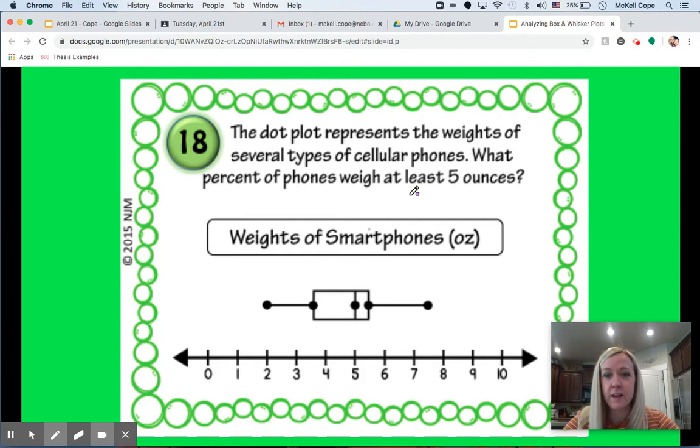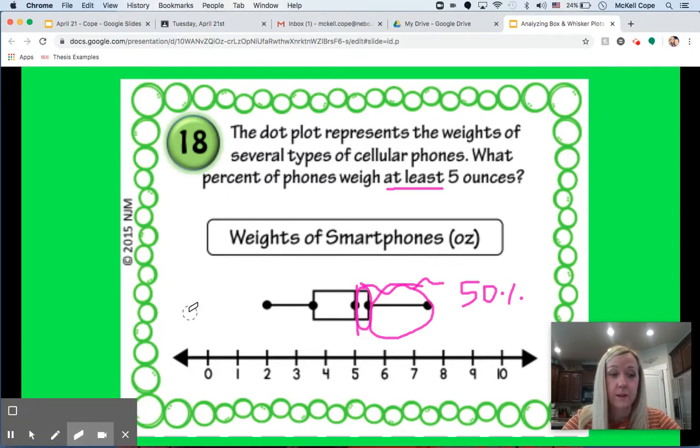Okay, let's analyze this together. So I'm going to identify 5 ounces, which is right here. And then it wants to know what percent of phones weigh at least. That word "at least" means that this is going to be the lowest that it could be, but then everything higher than that. So what percent? Well, here's a 25%, and here is a 25%. So add those together, and the percentage of phones that weigh at least that is going to be 50%, because it's two sections of 25 put together. So 50% of the phones weigh at least 5 ounces.